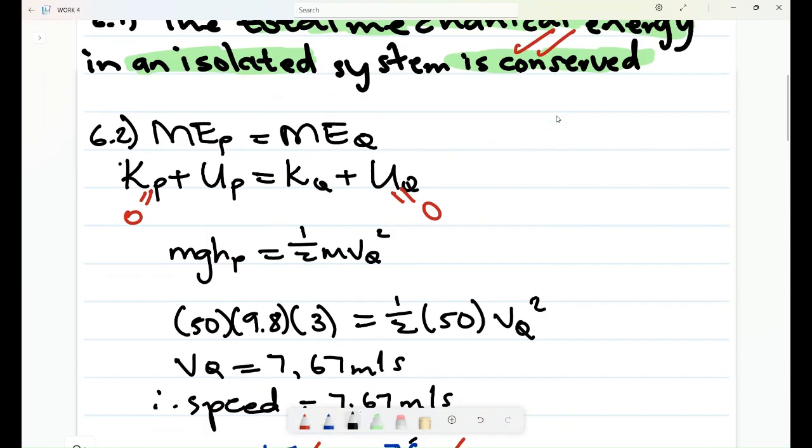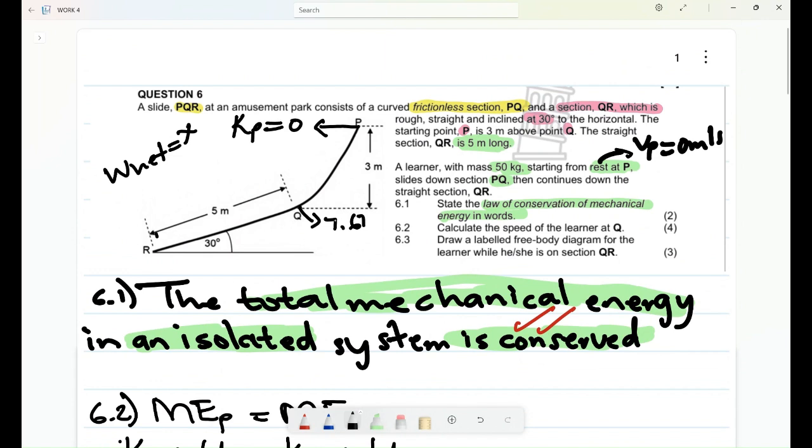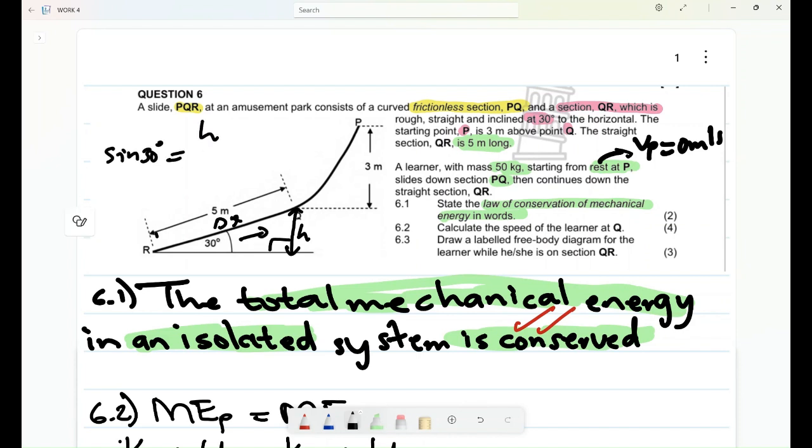But let's see. When I talk of changing H, remember, if I'm going from Q to R, I'm going to need this H here. And what is this H going to be? If this is my change in X, my hypotenuse, and this is my right angle triangle, sine 30 is equal to opposite, which is H, divided by hypotenuse, which is change in X, which is 5. Then my H is going to be 5 sine 30.